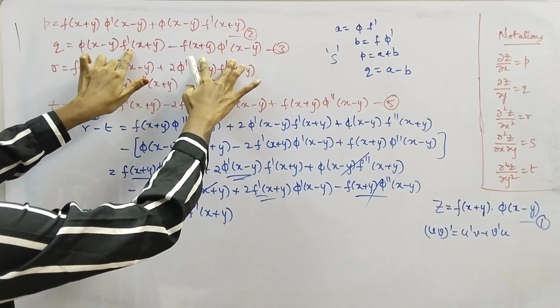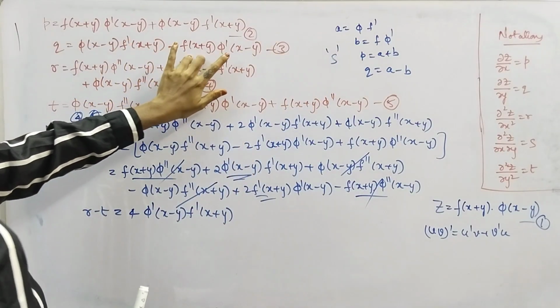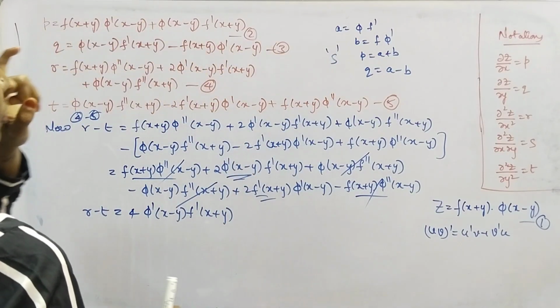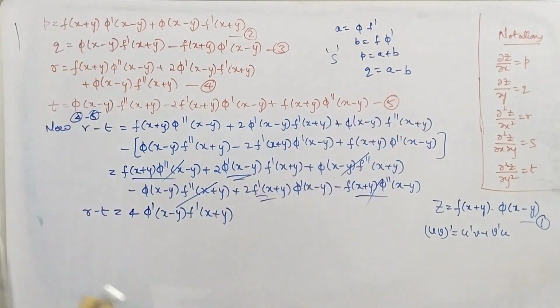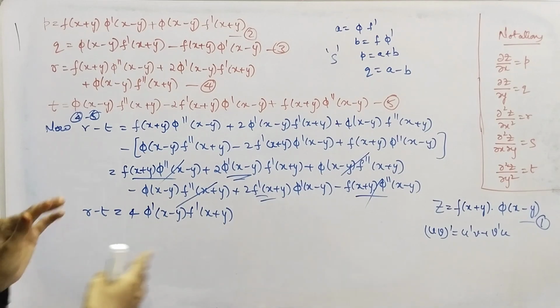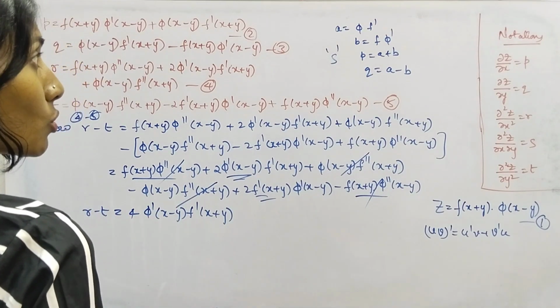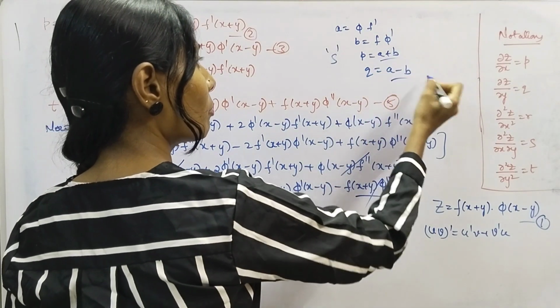A is nothing but phi f dash. Just assume this, okay? B equal to f phi dash. So if P equal to A plus B and Q equal to A minus B, how about P square minus Q square? What value will we get if we find P square minus Q square? Because we are having A plus B, A minus B.